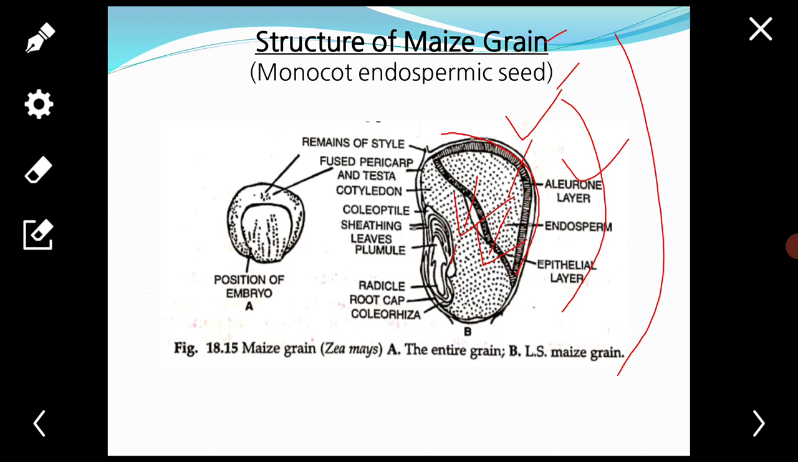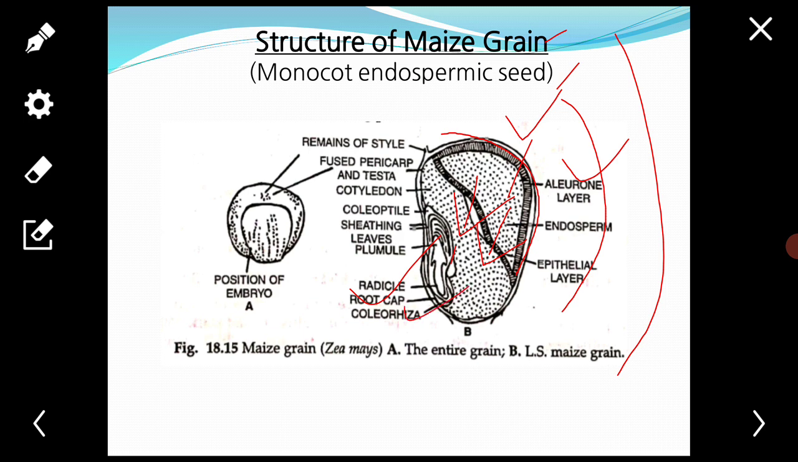The scutellum is attached laterally to the embryonal axis. One end of the embryonal axis points toward the pointed end of the grain. It is called the radicle. The radicle is covered by a protective sheath called the coleorhiza.